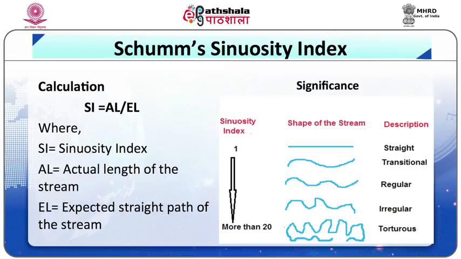When it is 1, the course is straight. When it is more than 20, the course is tortuous. In between these two, there are transitional, regular and irregular courses. The sinuosity index of the main stream shown in the figure is 1.17. It means the course of the stream is transitional, that is in between straight and regular.